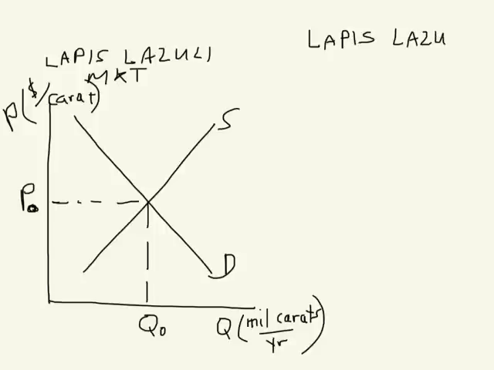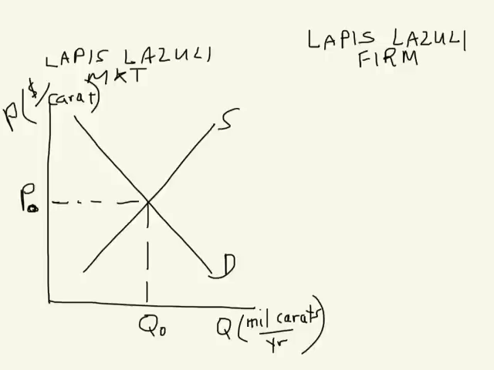So this is a mine somewhere in, I don't know, Armenia. I have no idea where these stones come from. I just know that they come from a lot of places and there's a lot of them. So not firms. This is a single producer of lapis lazuli.